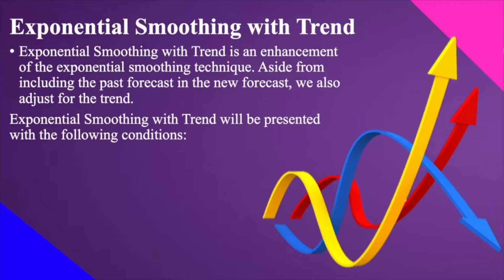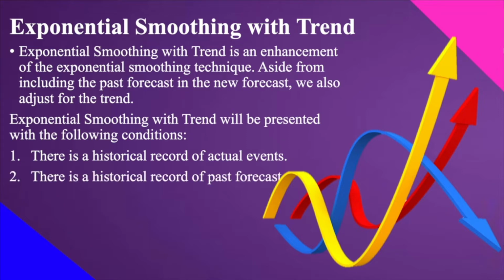Exponential smoothing, guys, will be presented with the following conditions here. First condition, there is a historical record of actual events. This is given because we are talking all about time series forecasting. Second, there is a historical record of past forecast. Okay? Take note, past forecast. That is what we will include to be able to have an adjustment for the trend.